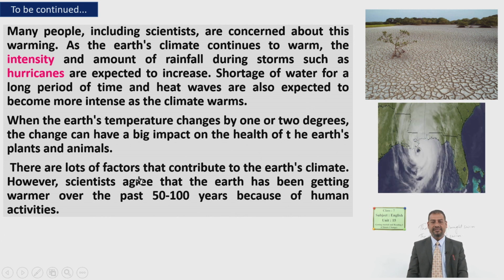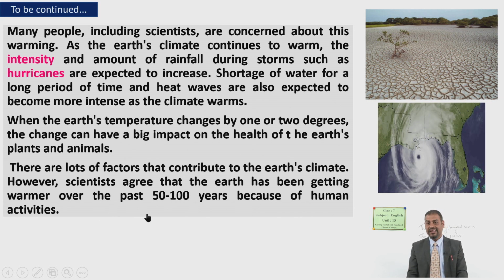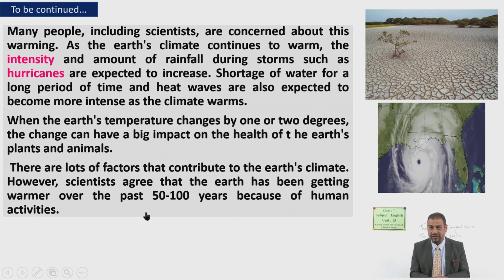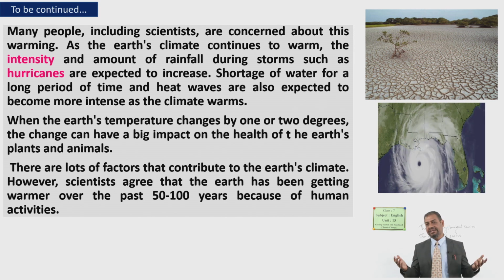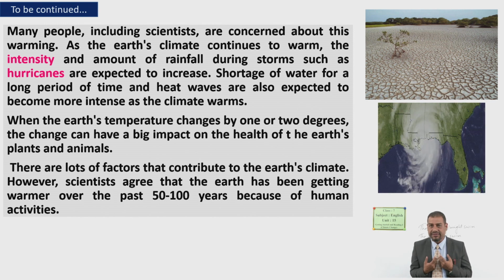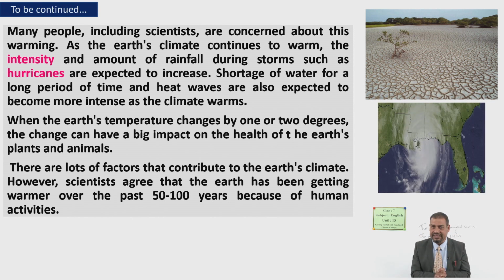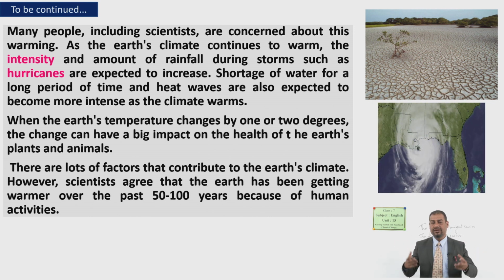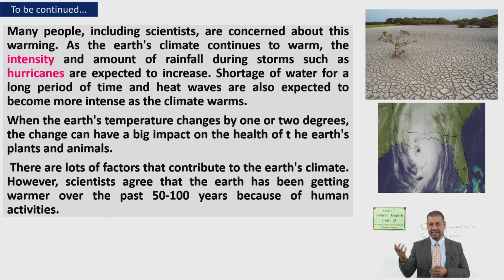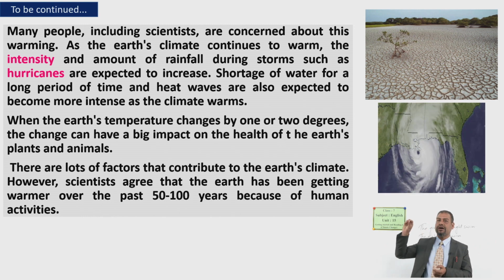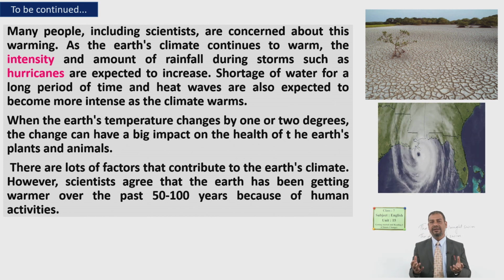There are lots of factors that contribute to the Earth's climate. However, scientists agree that the Earth has been getting warmer over the past 50 to 100 years because of human activities. And what are the responsible factors for global warming? Can you tell me? Yes, it is our activity. Because of human beings' activities, like running many industries, factories, companies, vehicles, and all these things pollute our environment, and then finally we are getting global warming, okay.